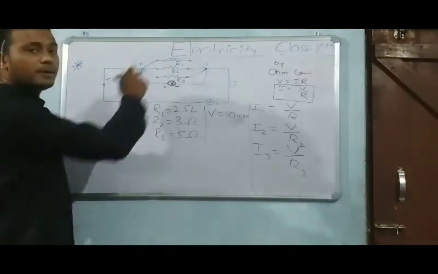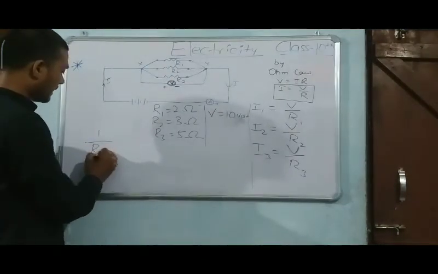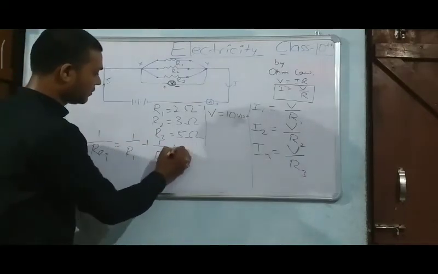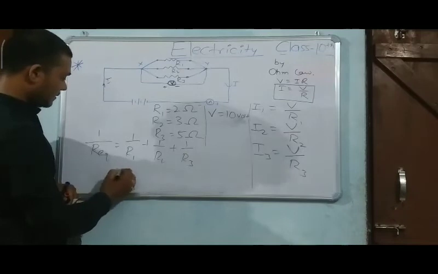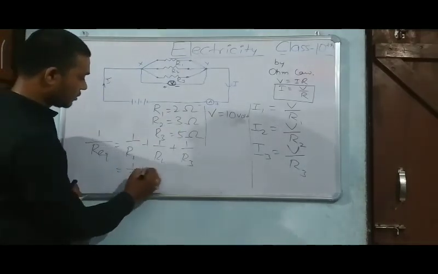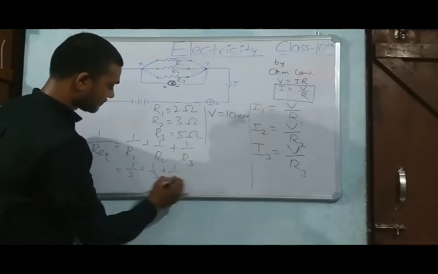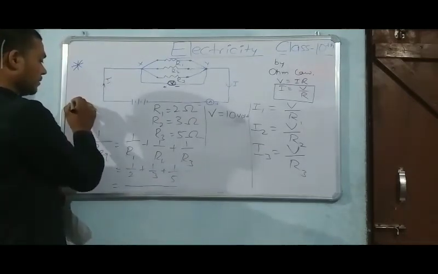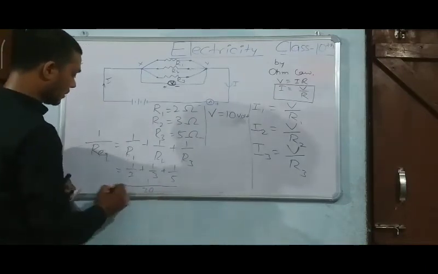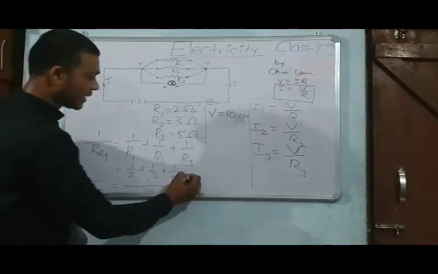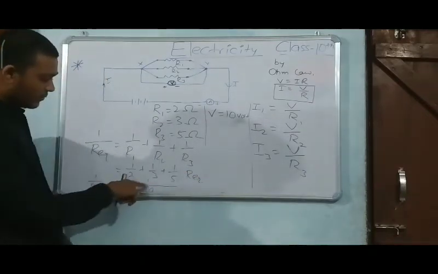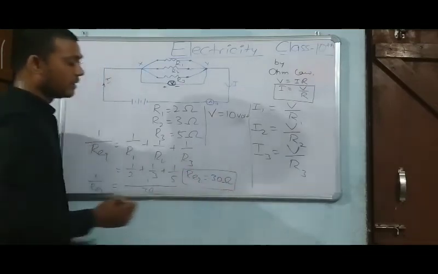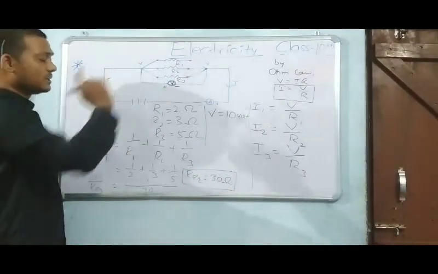Whenever resistors are placed in parallel combination, we have 1 upon R equivalent is equal to 1 upon R1 plus 1 upon R2 plus 1 upon R3. That is 1 by 2 plus 1 by 3 plus 1 by 5, which is 31 upon 30, so R equivalent is 30 upon 31 ohm. So 30 upon 31 ohm is the equivalent resistance of this entire circuit.